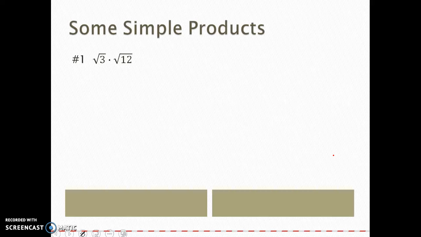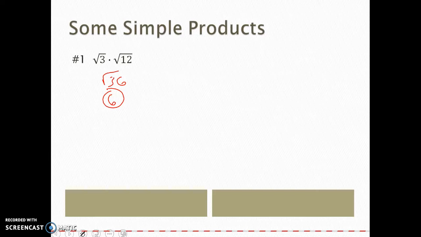So we're going to start with radical 3 times radical 12. This is something that you did in Algebra 1. We can actually multiply these radicals together. Radical 3 times radical 12 is radical 36, and the square root of 36 is just 6. And so number 1 simplifies to just 6.